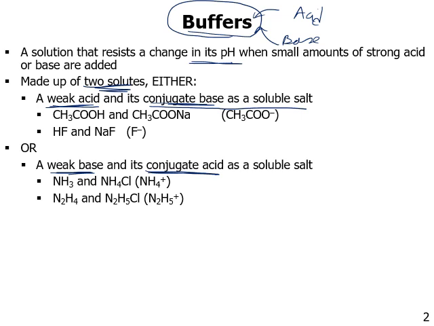For example, this is the acetate buffer, which consists of acetic acid and the salt of acetic acid. This is HF and the salt of this particular acid, which is NaF.